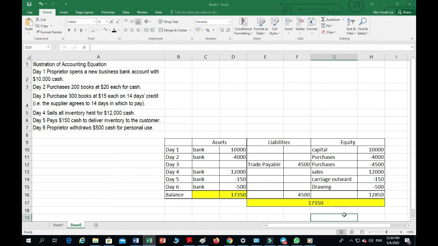As a result, the asset side now becomes 17,350, and the liability and equity side is also the same, 17,350, which is the decrease in the equity side to 12,850. So for the accounting equation, we can see that the assets always equal the liability plus equity, which is 17,350 for the assets, and for liability plus equity is 17,350.